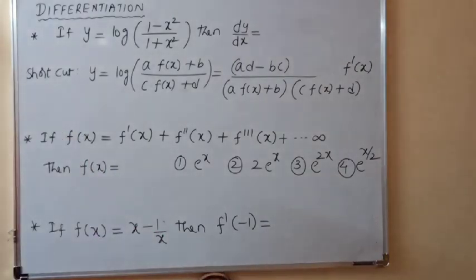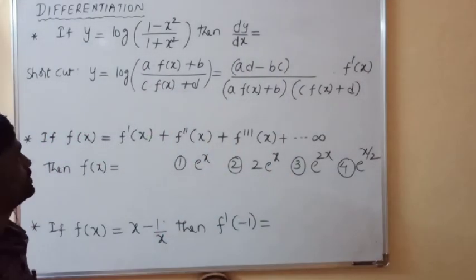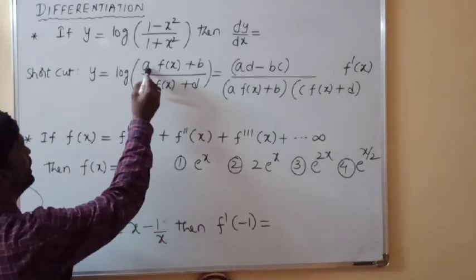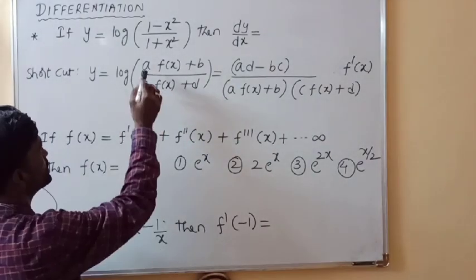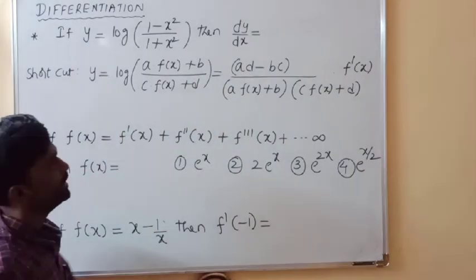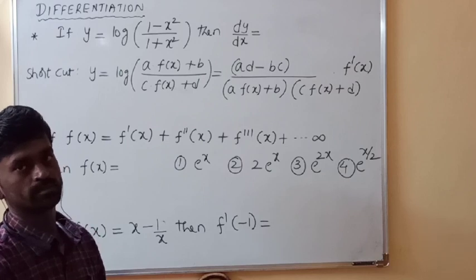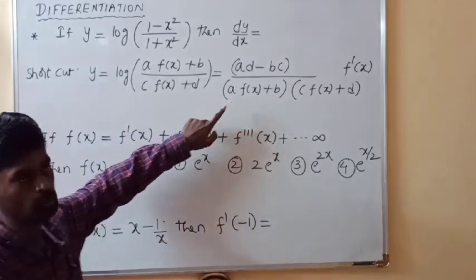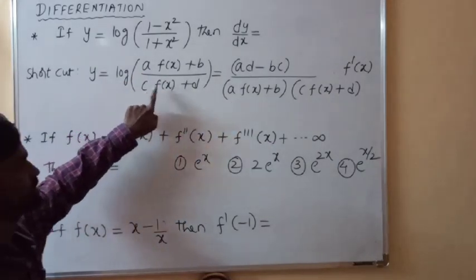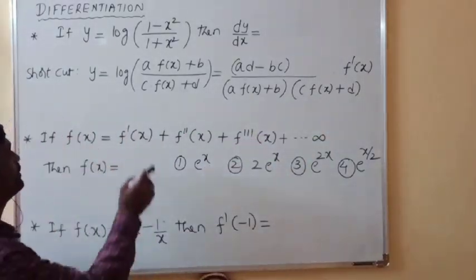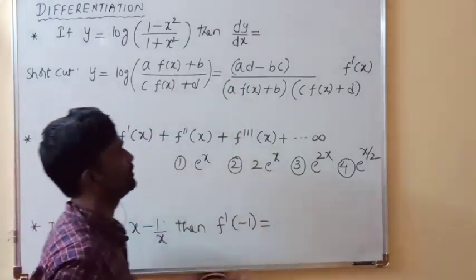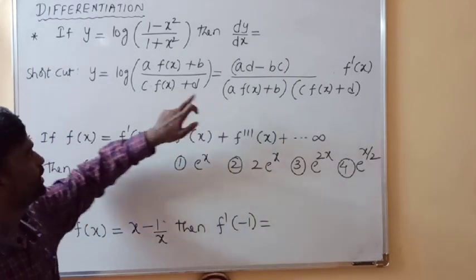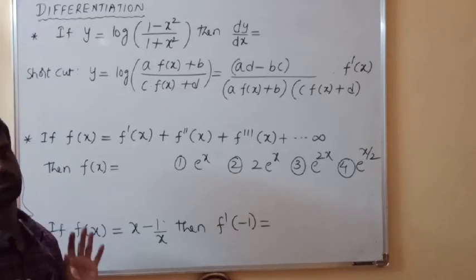Okay. So now the shortcut is, if y is equal to log of (a f(x) + b) divided by (c f(x) + d), where a, b, c, d are constants, then cross multiplication: ad minus bc, into the derivative of f(x), that is f dash x, divided by, in this function, the numerator a f(x) + b, into the denominator c f(x) + d. So that is the answer.